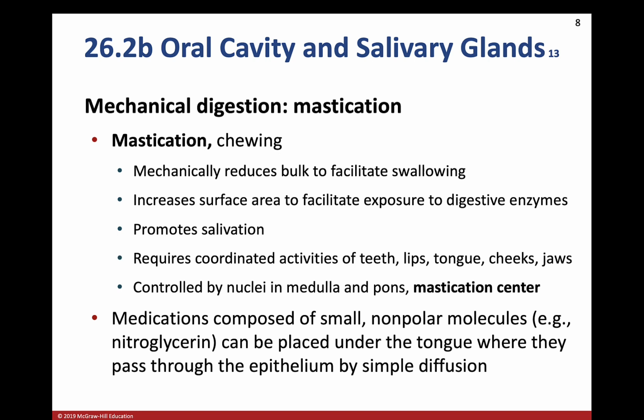Now, also, medications that are made up of small nonpolar molecules, the best example I can give you is nitroglycerin, can be placed under the tongue where they pass through the epithelium through simple diffusion. Keep in mind nitroglycerin is used in cardiac patients that are prone to chest pain. Nitroglycerin is a very potent vasodilator that dilates the coronary arteries, and basically that will relieve chest pain.